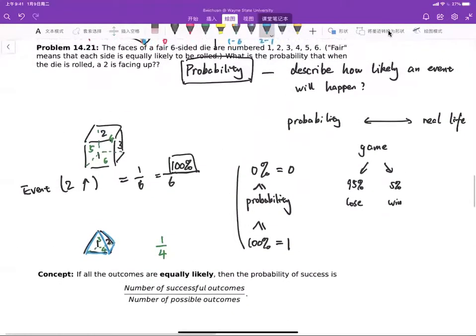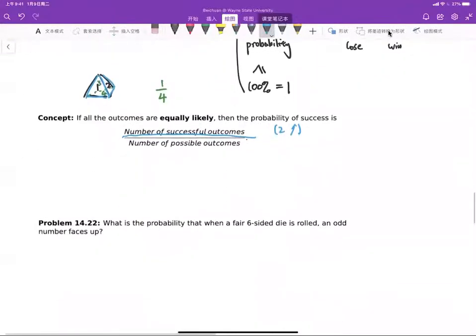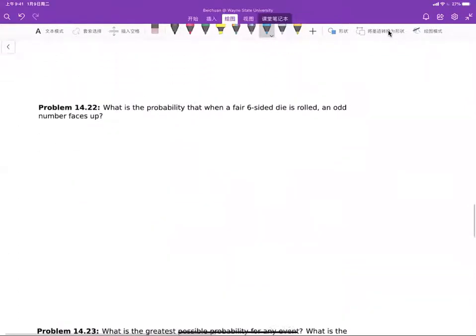Because in the problem 14.21, there's only one outcome which is successful, right? That's when 2 is facing up. Then let's look at the next problem, 14.22.